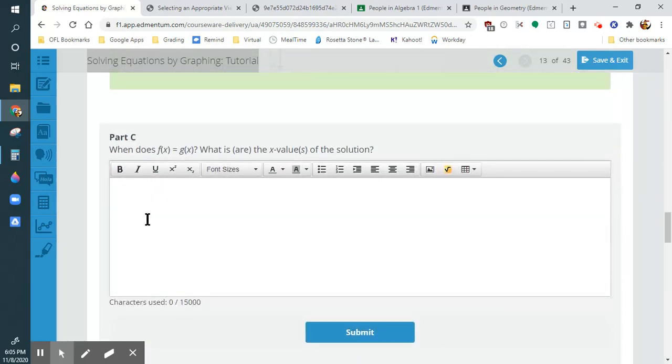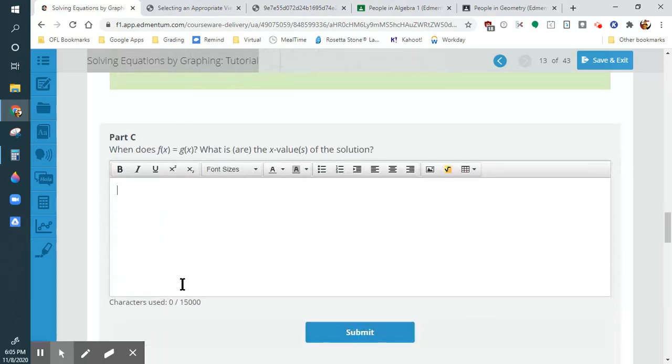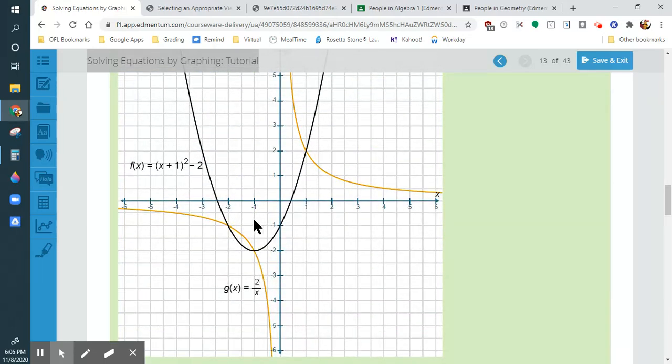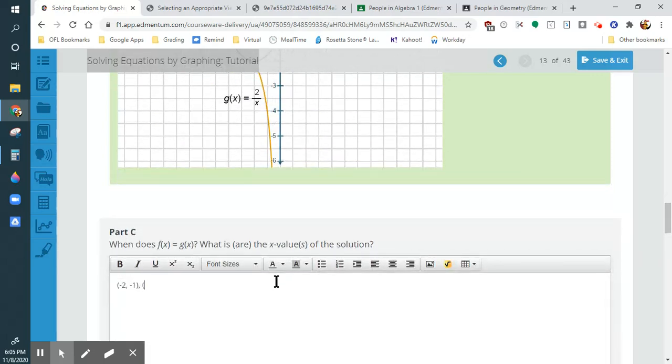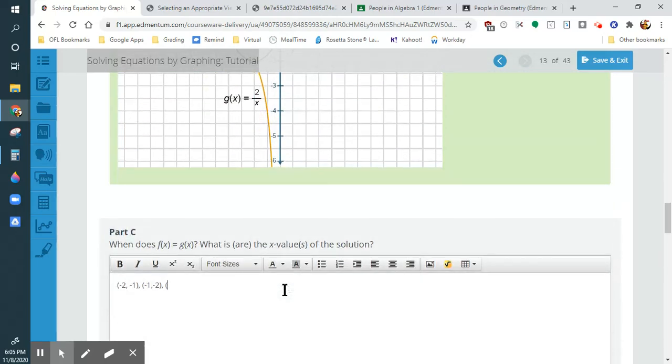All right. So when does this equal each other? This equals each other at negative 2 and negative 1. So negative 2 comma negative 1. Another solution is negative 1, negative 2. So negative 1 comma negative 2. And the final solution is 1 comma 2. So this is going to be 1 comma 2.